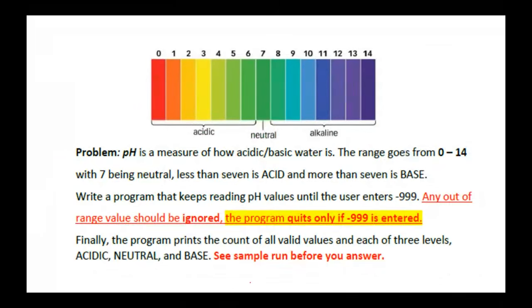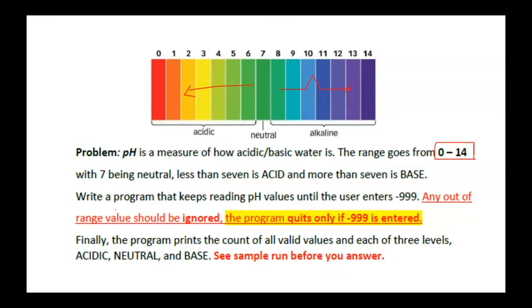Question 2. This is a pH scale. pH should be between 0 and 14. Neutral is 7. Less than that is acidic. More than that is base. So the range of valid input is 0 to 14.